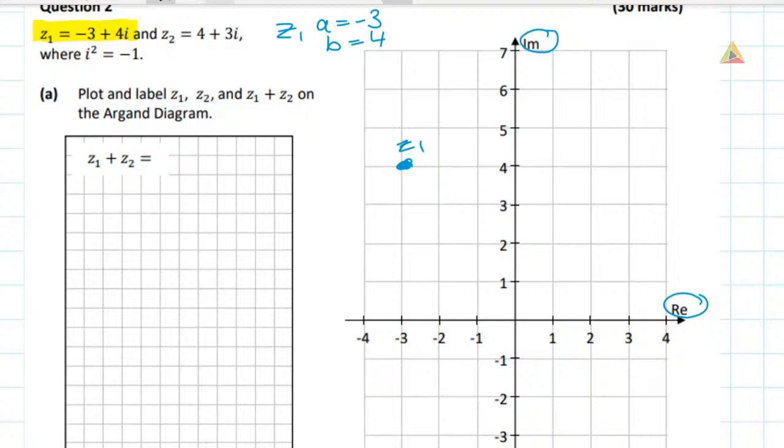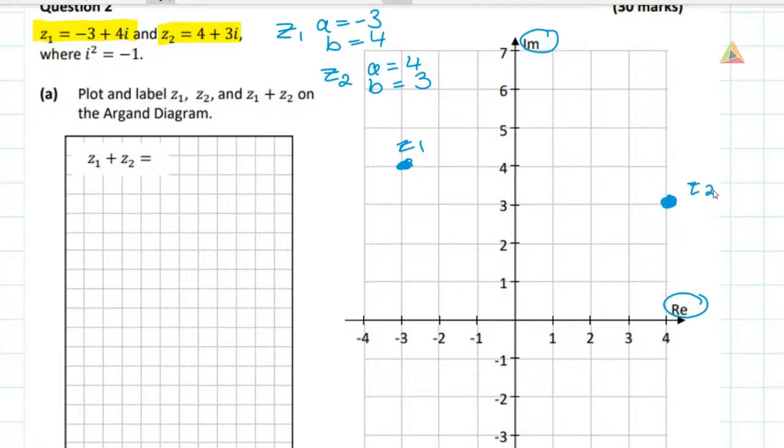Then it asks me to plot Z2. So Z2 is the complex number 4 plus 3i. So with Z2, I'm going to pick out that A is the real part, which is 4, and B is the imaginary part, which is 3. So this time I'm going to go on the real axis across to 4, and the imaginary axis up to 3, and I'm going to draw my dot on the junction between those two. So across to 4 and up to 3, and I'm going to label that that is the point Z2. So that's my second complex number.